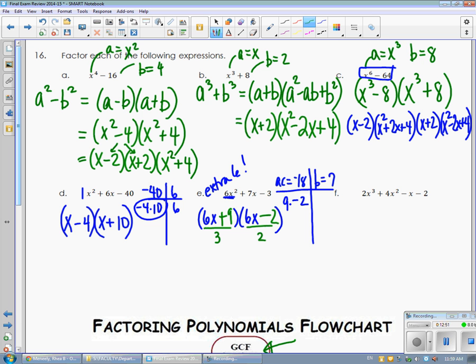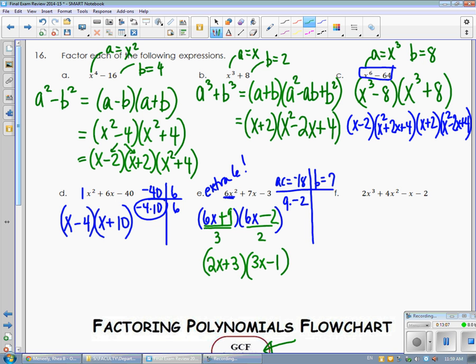So now I'm going to divide both of the terms in my first quantity by 3, and that leaves me with 2x plus 3. In the second quantity, if I divide everything by 2, I'm going to get 3x minus 1. And if I FOIL it back out, I'll end up with what I started with. Another method would be to use grouping.